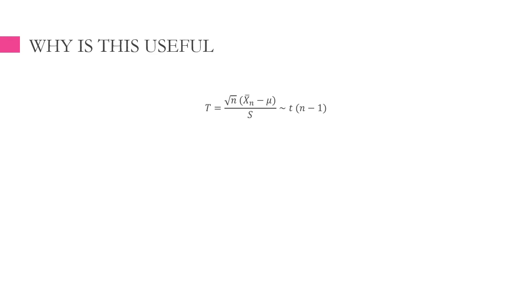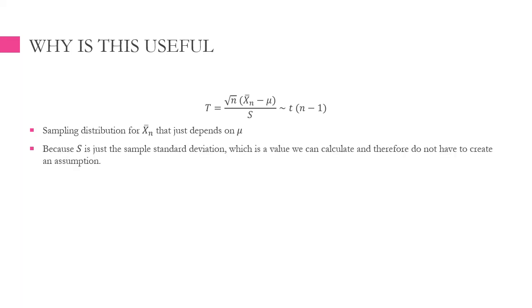Well, if we look at the formula for a t-score, or a t-distribution, this root n over whatever, it's called a t-score. And if we look at the t-score, this is another sampling distribution for X_n bar that just depends on mu, because S is the sample standard deviation, which is a value we can calculate. It's not a value we assume, right?